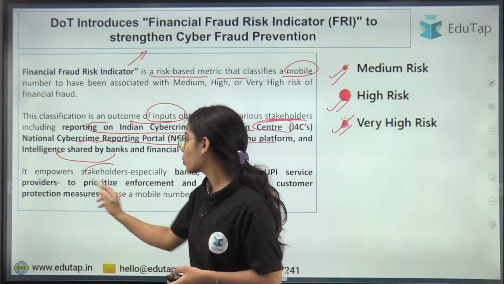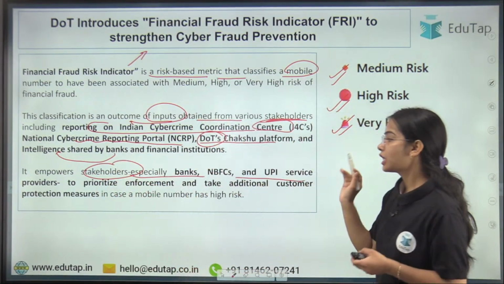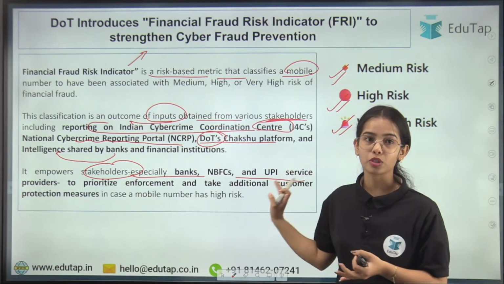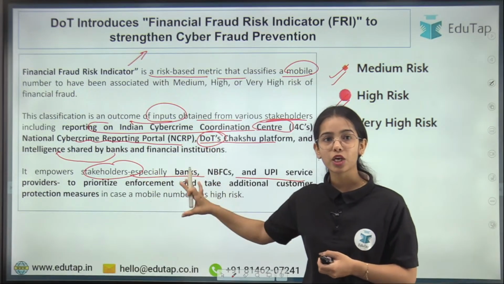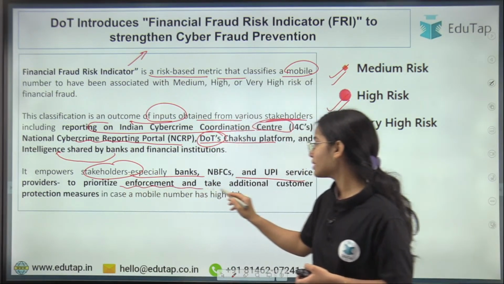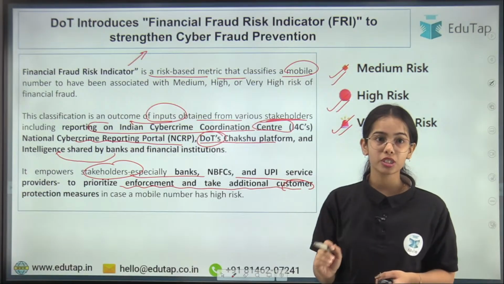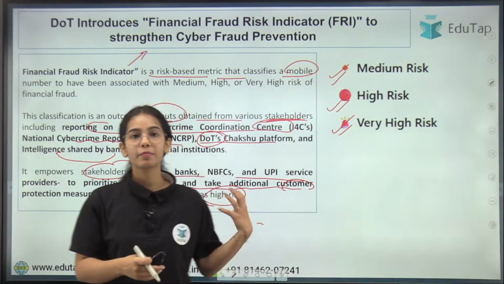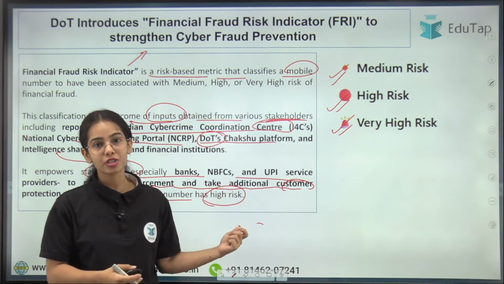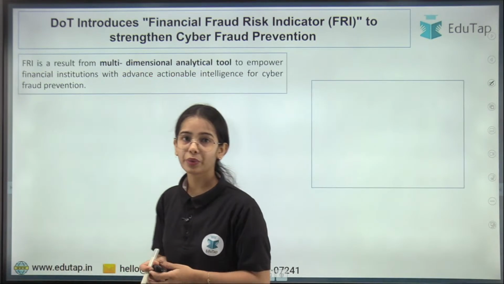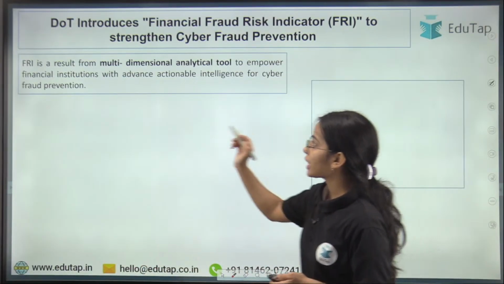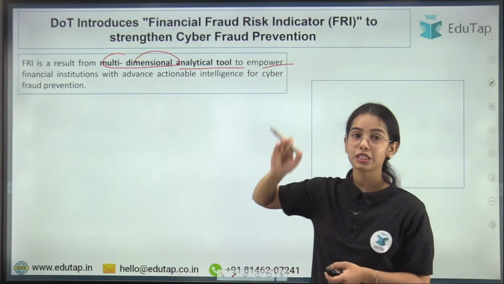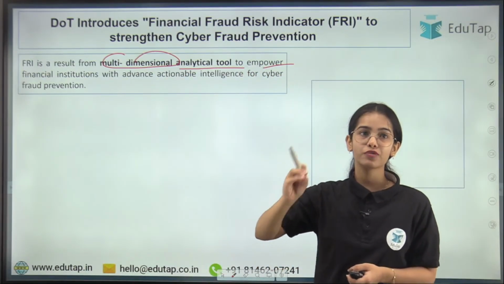It empowers the stakeholders, especially banks, NBFCs, UPI service providers such as Google Pay, PhonePe. I will give you the example also. So it empowers the stakeholders to prioritize enforcement and take additional customer protection measures in case a mobile number has high risk or very high risk. In that case, the banks and the NBFCs can take the measures that we are going to understand now. So this is the idea. FRI is a result of a multi-dimensional analytical tool to empower the financial institutions with advanced intelligence for cyber fraud prevention.